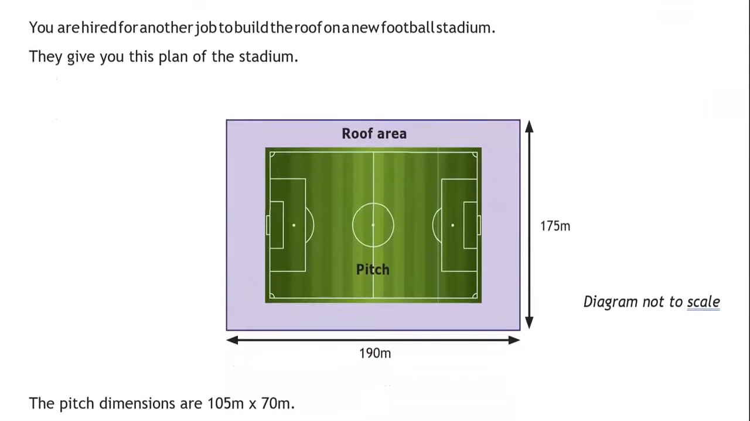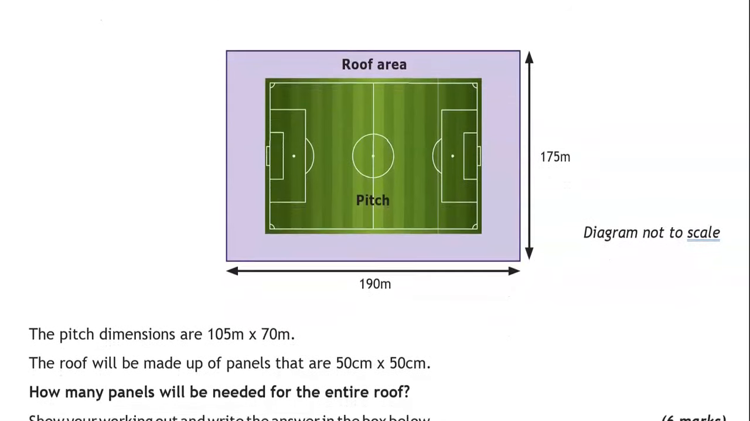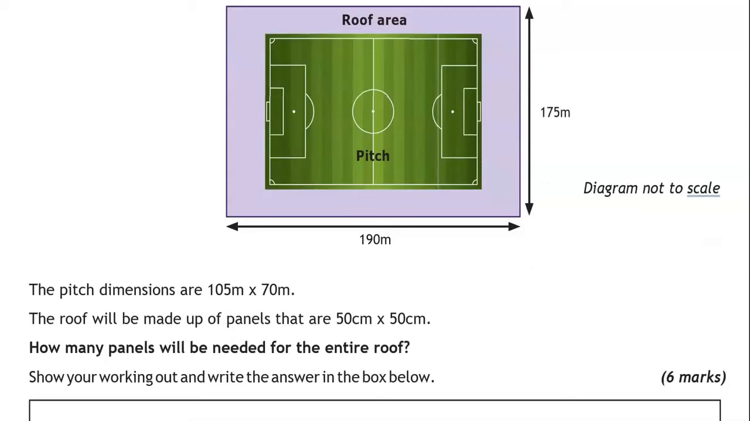The last question. You're hired for another job to build the roof on a new football stadium. They give you this plan of the stadium. The diagram is not to scale, so it's not worth measuring it. The pitch dimensions are 105 meters by 70 meters. The roof will be made of panels that are 50 centimeters by 50 centimeters. How many panels will be needed for the entire roof? Show your working out and write the answer in the box below.